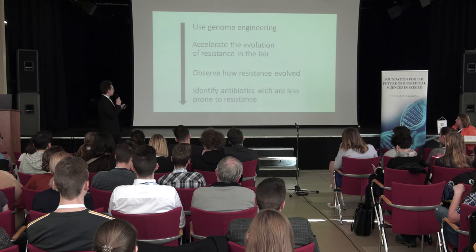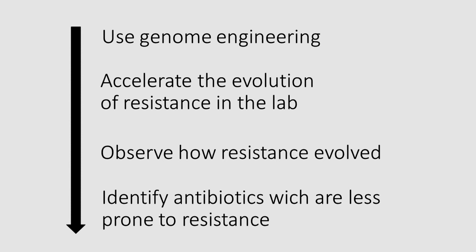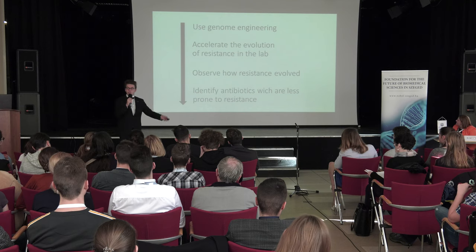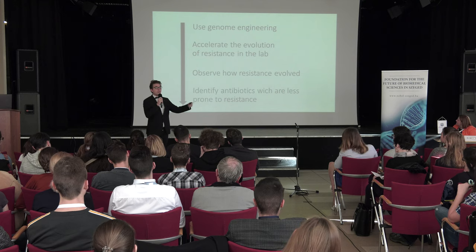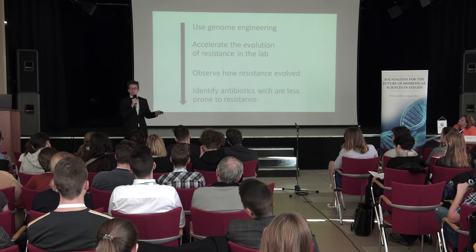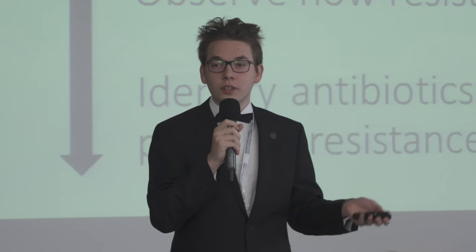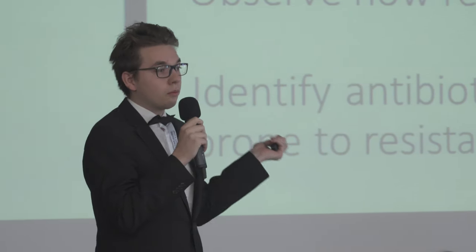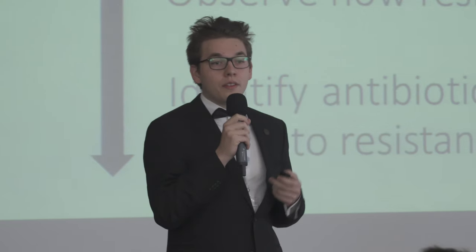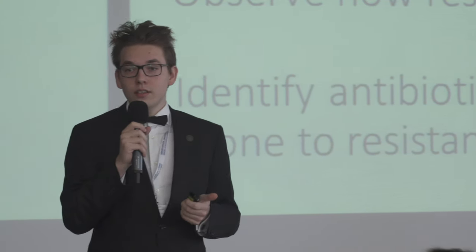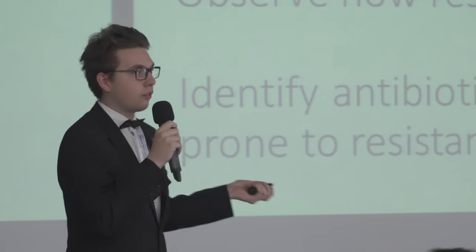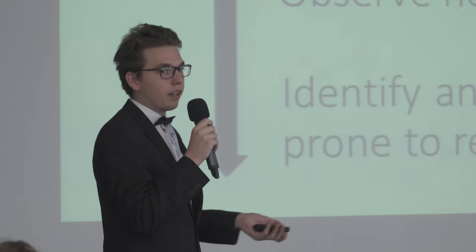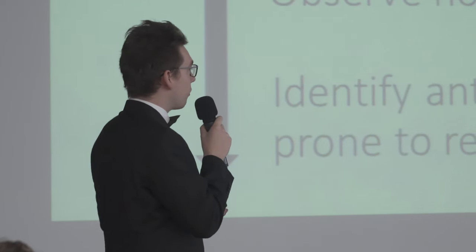The recipe again: use genome engineering, then accelerate the evolution of resistance in the lab. After that, observe how the resistance evolved, and then identify those antibiotics which need more mutations, which need more acquisition of genetic elements to produce resistance, and find those which are kind of resistance free. And this way we can save a lot of money for the companies, and also lives, due to the fact that we can control antibiotic infections without resistance.